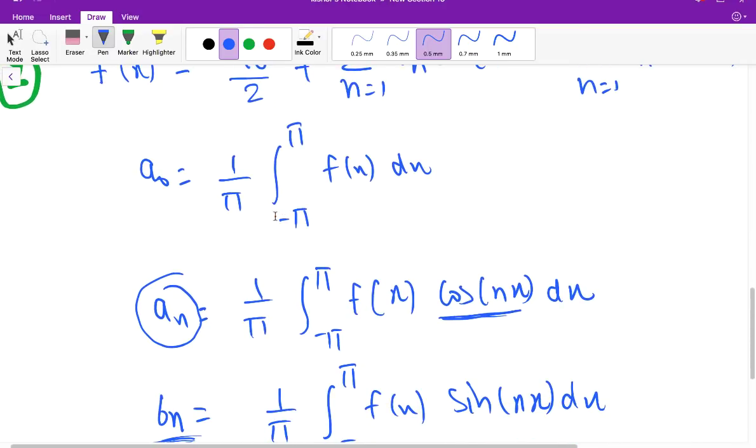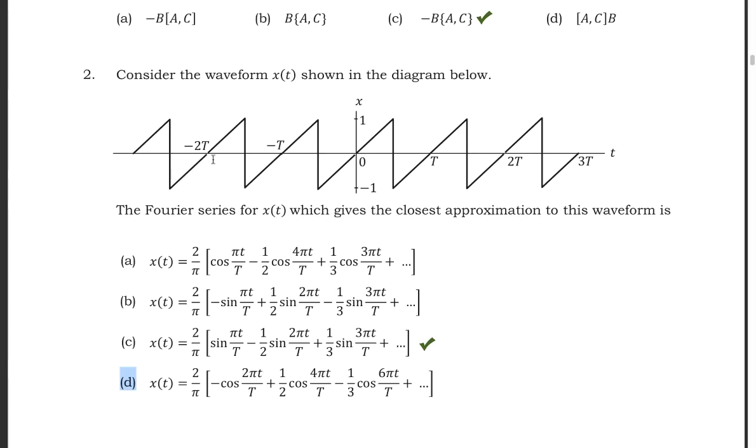So you can look at the waveform here, and you can see that the waveform is basically completely odd, like it's symmetric about the origin. So it's obvious that the only contributions coming here are from sine and not from cosine. So we should have an expansion in terms of sine only. So obviously option A doesn't match, option D doesn't match. Now the only two options which match are B or C.